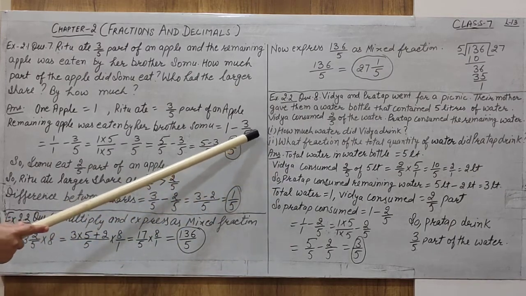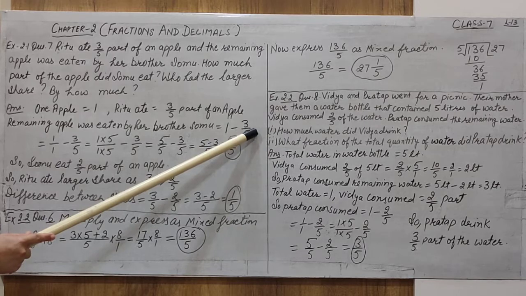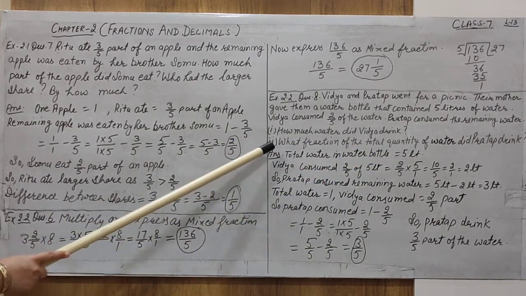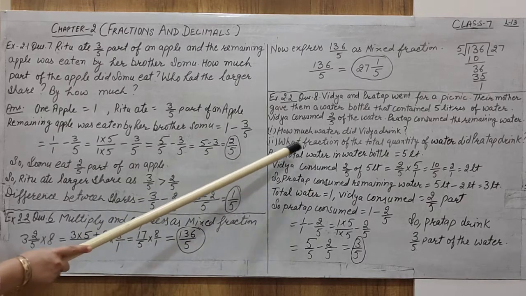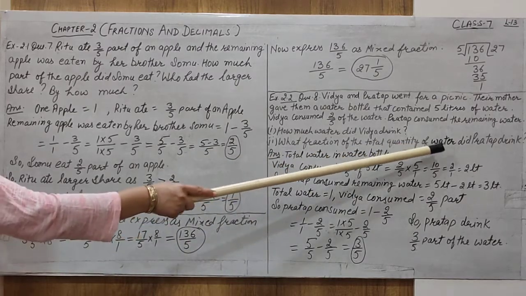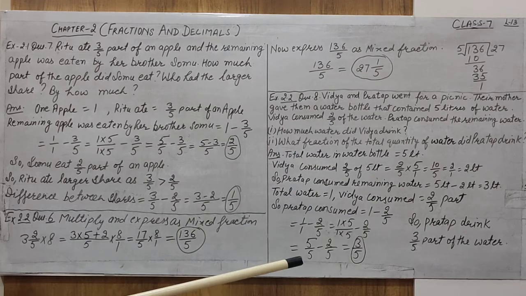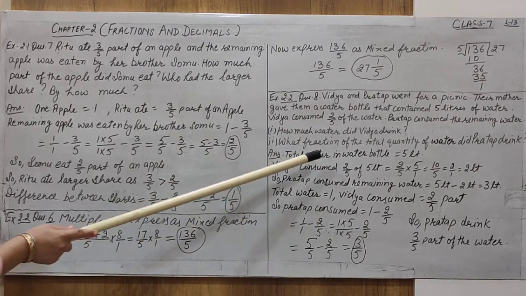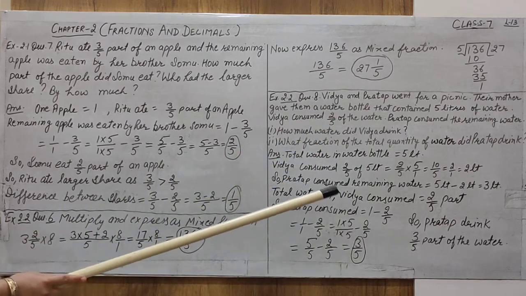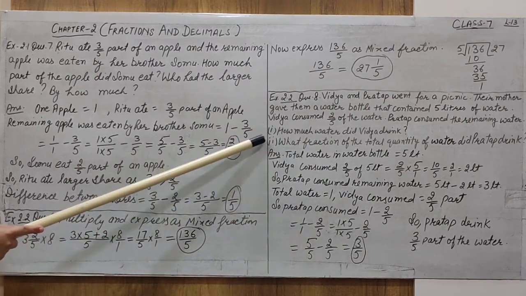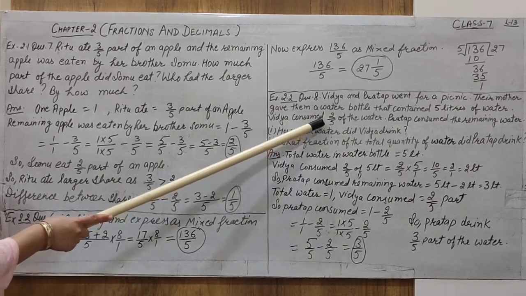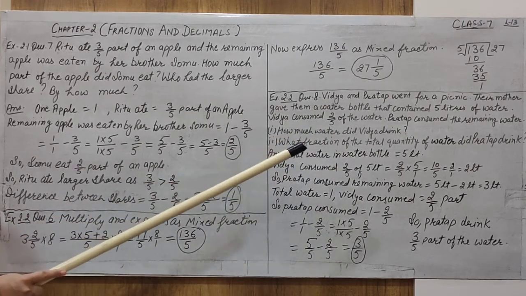Now, its first question: how much water did Vidya drink? Vidya drank 2 liters. Alright. Now the second question is, what fraction of the total quantity of water did Pratap drink? In this question, we have to find what fraction of the total quantity Pratap drank. Just as the fraction was given for Vidya, alright, in the same way we have to find Pratap's fraction.